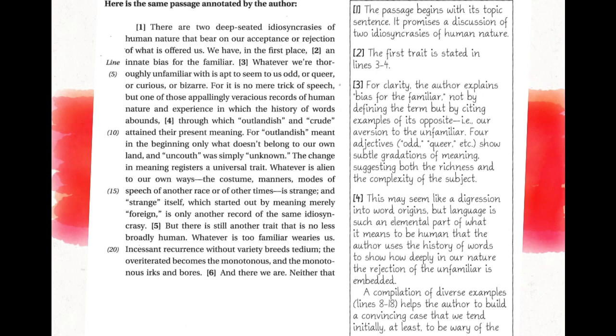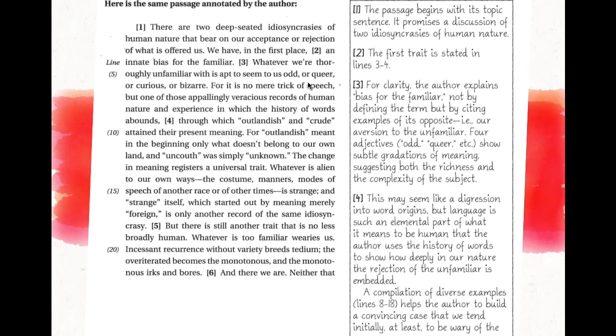"Whatever we're not..." By the way, bias for the familiar: for clarity, the author explains bias for the familiar not by defining the term, but by setting examples of its opposite, a aversion to the unfamiliar. Four adjectives that we're going to say in the next line, odd, queer, etc., show subtle gradations of meaning. We know from our unit on diction that they all have different connotations, suggesting both the richness and the complexity of the subject. You know, a shriek is worse than a scream. Stuff like that, we did that in the unit.